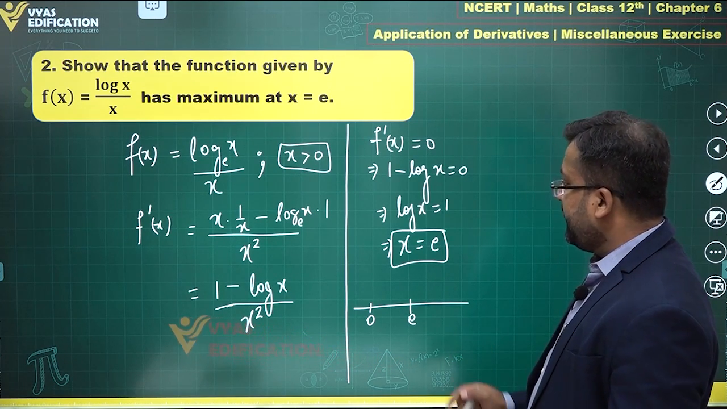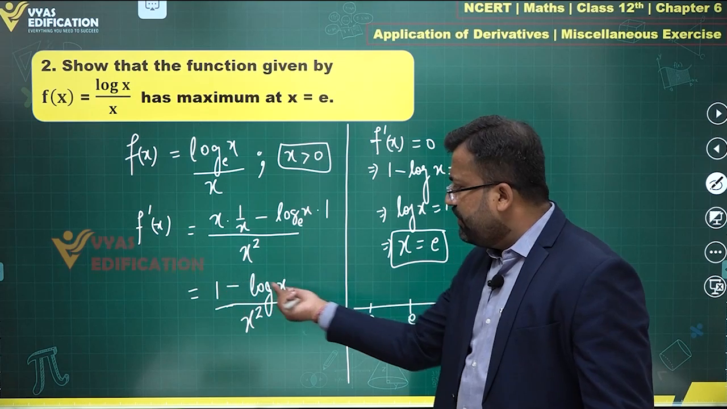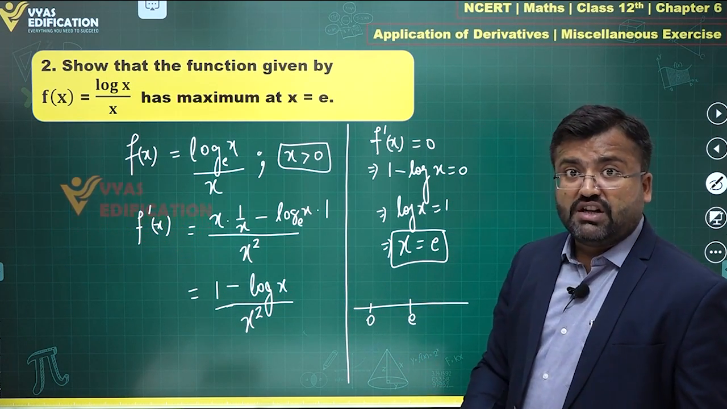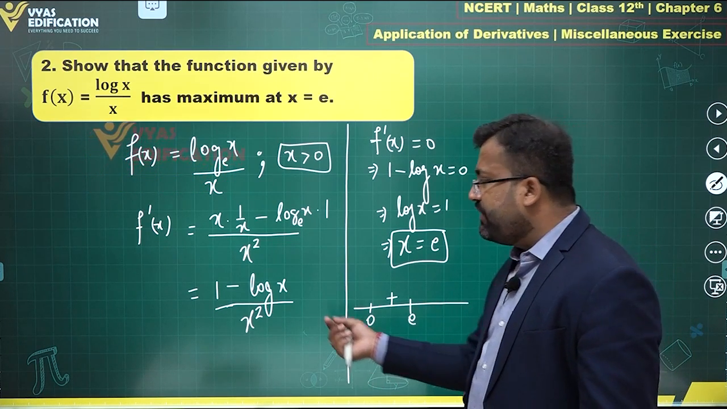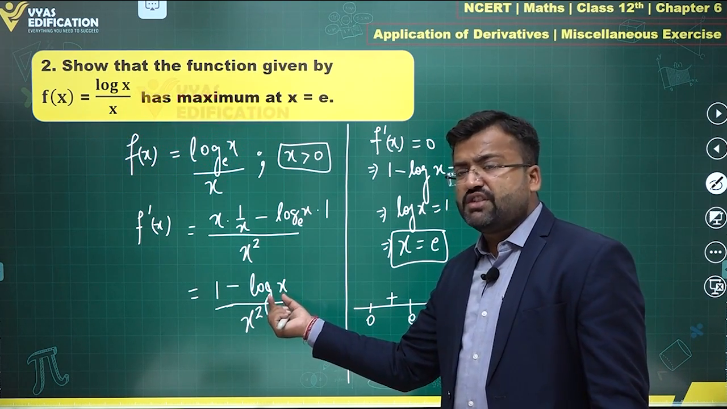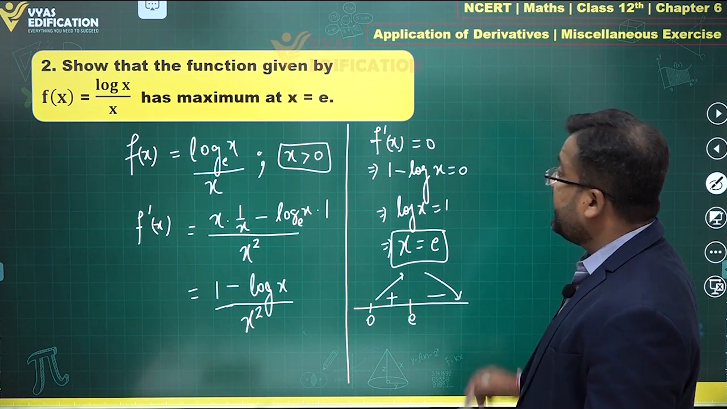This is the other point, e. Now between 0 and e, let's pick up 1 for example. Log 1 is 0, so 1 minus this will be positive. After e, let's say we pick e square. So this becomes log of e square, which is 2. 1 minus 2 is negative, so this will be negative. The function will increase and decrease.